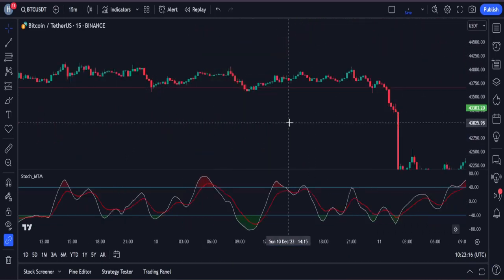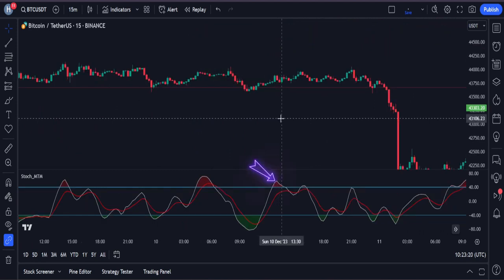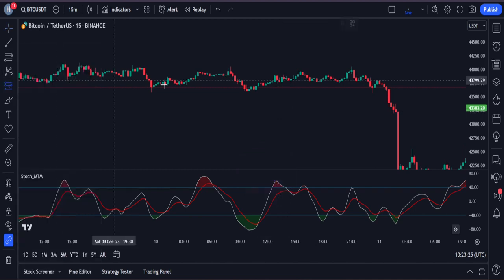And for a sell trade, it's going to be the opposite. So in a sell trend, we will wait for the stochastic oscillator to go above the upper band. This indicates a pullback in a bearish trend.